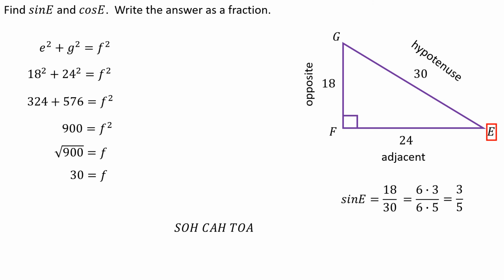Back to SOHCAHTOA. The CAH reminds me that cosine is adjacent over hypotenuse. So cosine has to be 24 over 30. Reduce the fraction. There are my answers, right? Sine of E is 3/5. Cosine of E, 4/5.